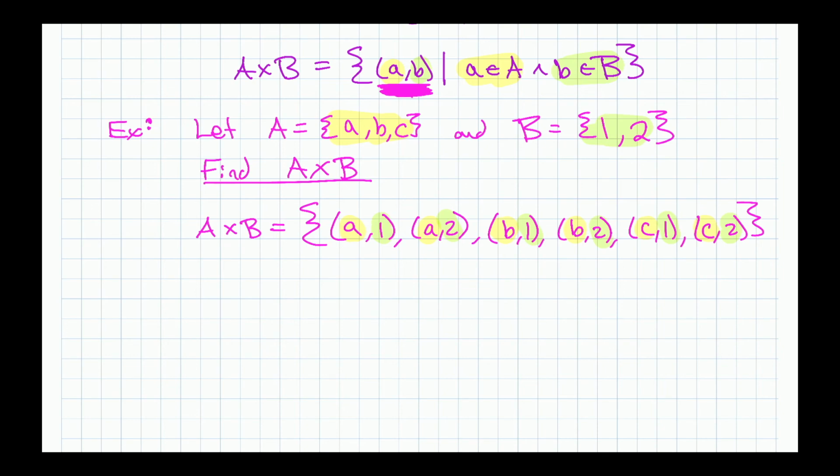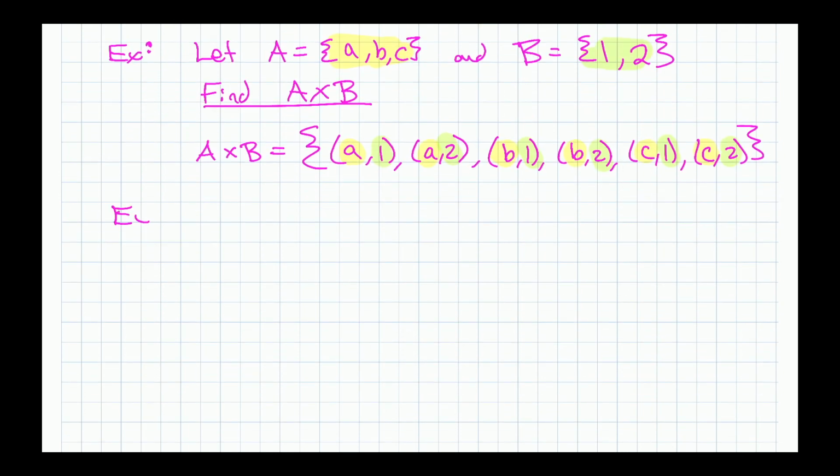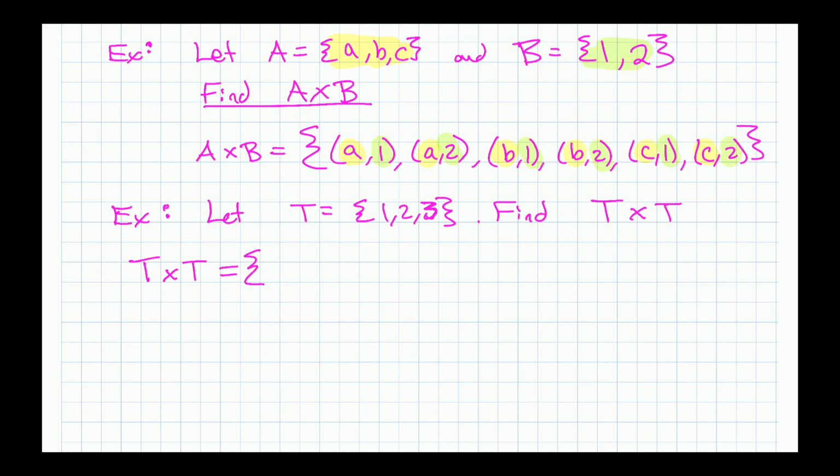Now you can do a Cartesian product of a set with itself. For example, I could say let T equal {1, 2, 3}. And then I could say find T times T. That would be the set of ordered pairs. It's still pairs, but you pick the first element and the second element from here.